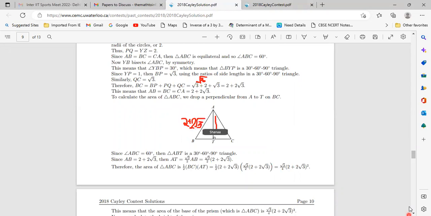So they're drawing a line which is perpendicular to BC. That line is going to be AD. So we know that AD can be written as root 3 by 2 times AB. And we know the value of AB. AB is just 2 plus 2 root 3. So it's root 3 by 2 into 2 plus 2 root 3. That's going to be your AD. We know the formula for the triangle, which is half into base into height. So if you substitute the values of the base and the height, you simplify it, you're going to have half times root 3 by 2, which will give you root 3 upon 4.